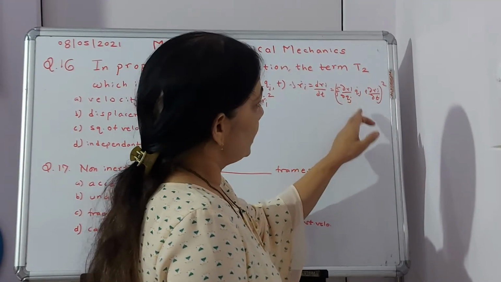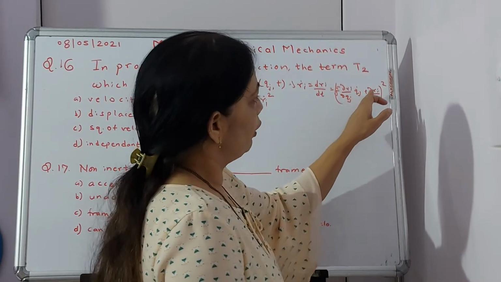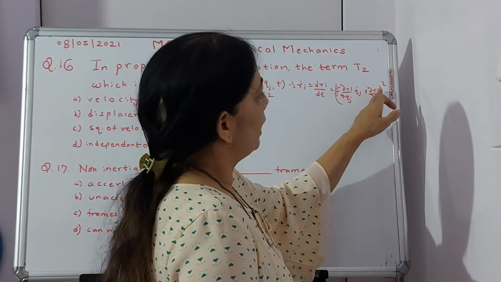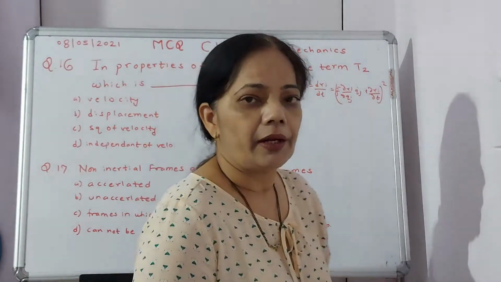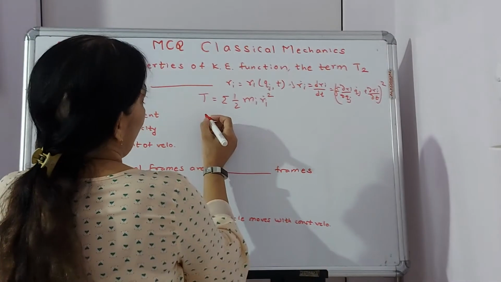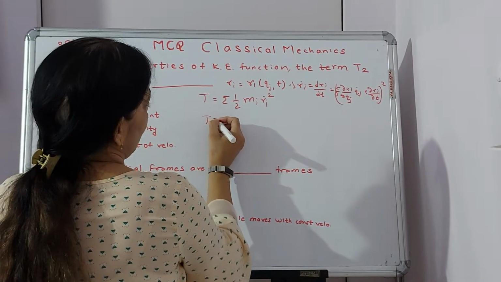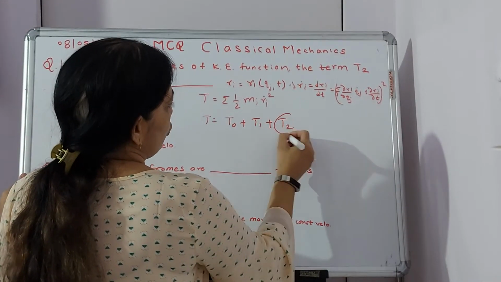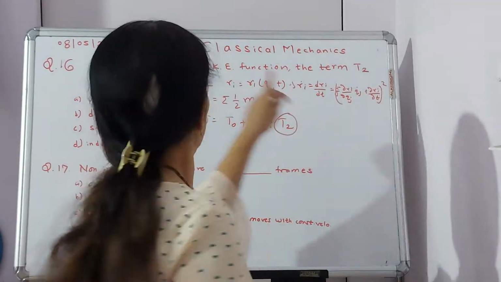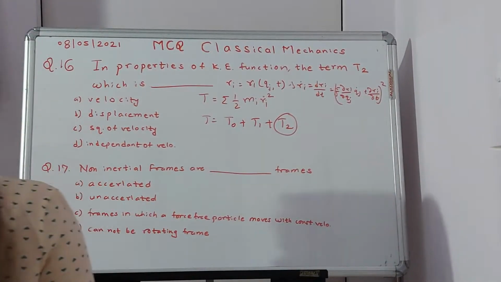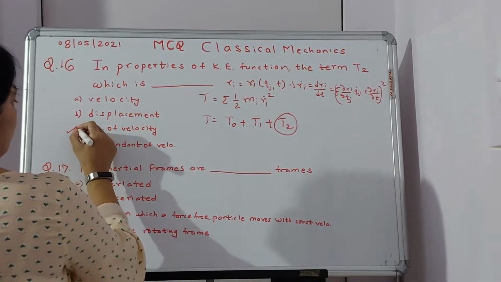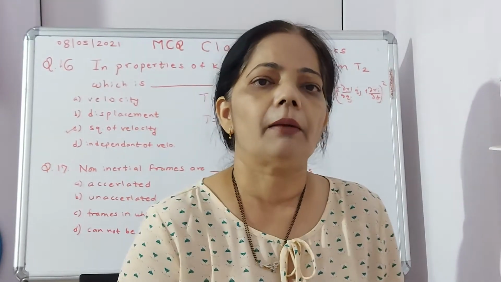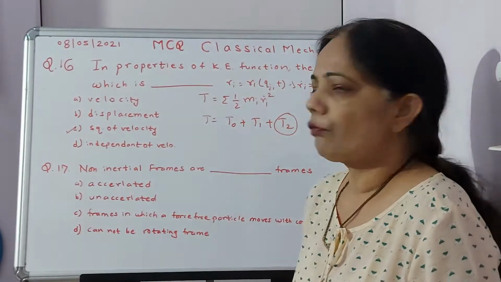Then the second term will be twice ∂Ri/∂qj, qj dot into ∂Ri/∂t, which will be only velocity. And the third term will be ∂Ri/∂t whole square. So that's the reason I get T is equal to T0 plus T1 plus T2. This term will definitely have terms which are square of velocity, the two terms ∂Ri/∂qj, qj dot and ∂Ri/∂qk, qk dot. That's why it is square of velocity.